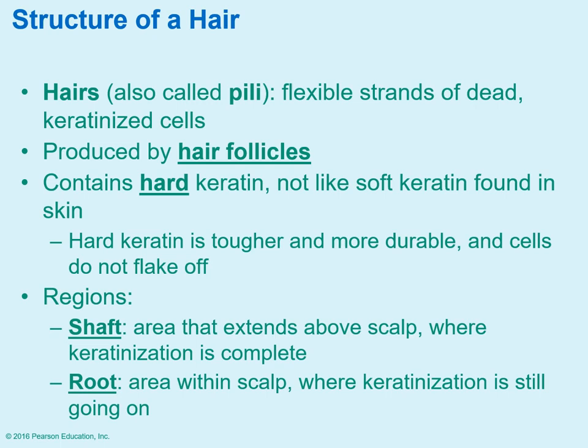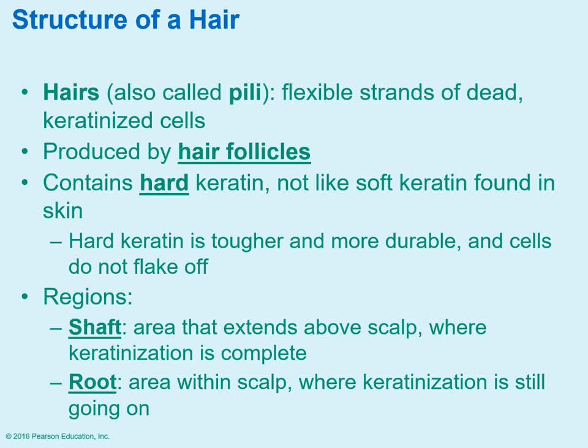Where is the hair being produced? By the hair follicles. It does contain keratin that's very hard. It's not like the keratin in the skin. It's very hard. It's more durable. The cells aren't going to be flaking off. And you know by now that we love in biology to classify things. So we're going to divide the hair into different regions because it is much too easy to just call it hair.